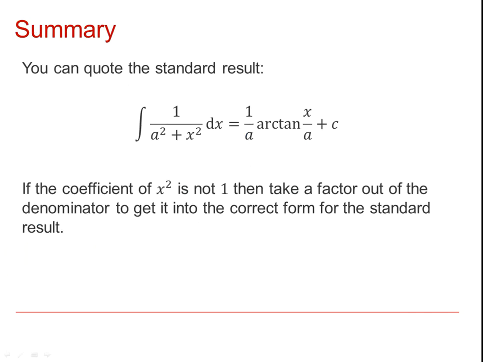In summary then, we can quote this standard result that the integral of 1 over a squared plus x squared dx is 1 over a arctan x over a. And there may be a little bit of work if the coefficient of x squared is not equal to 1, we take that value outside the integral by factoring it out. But once we've done that, then that standard integral can be quoted.